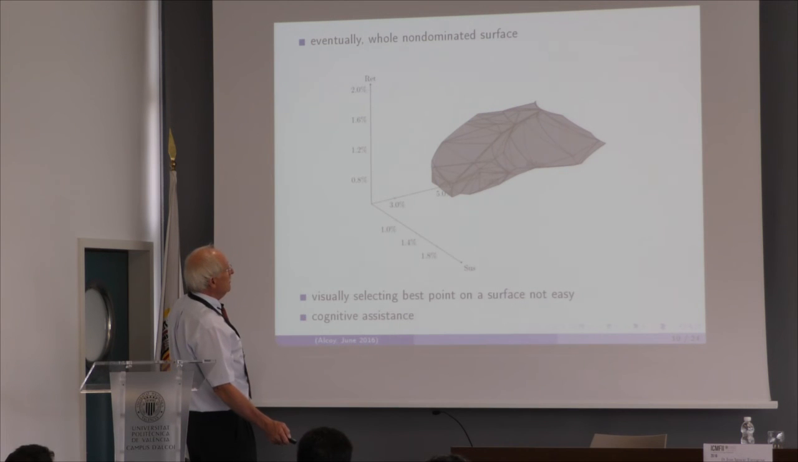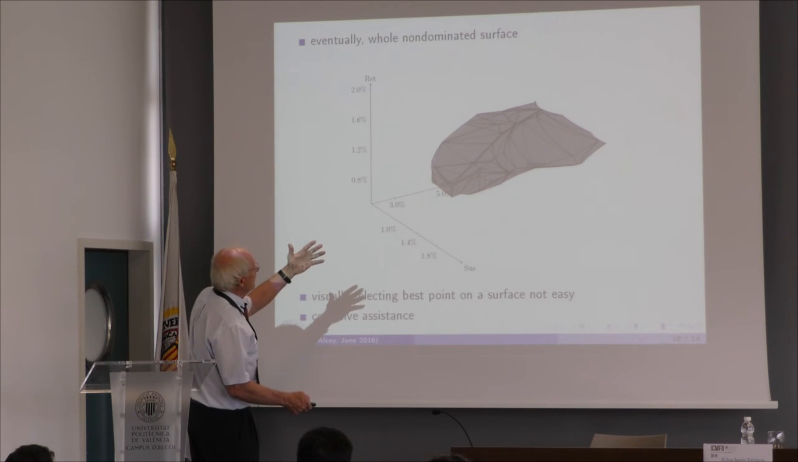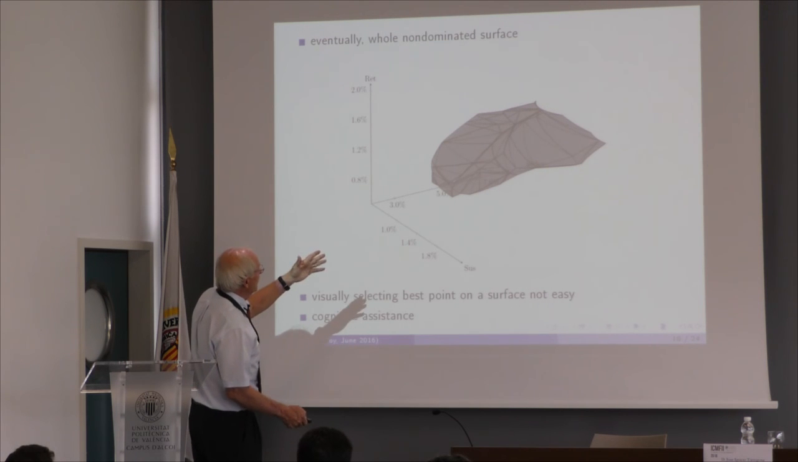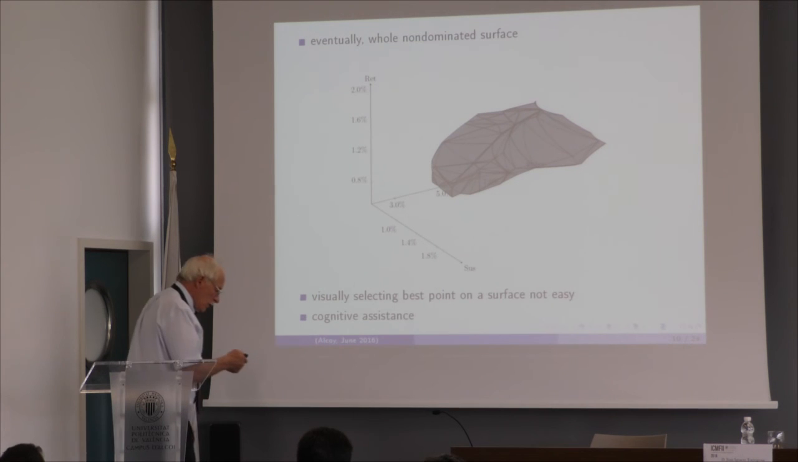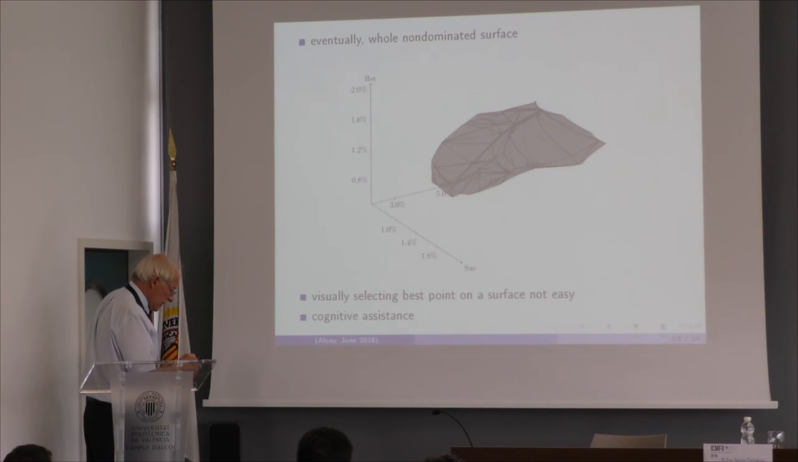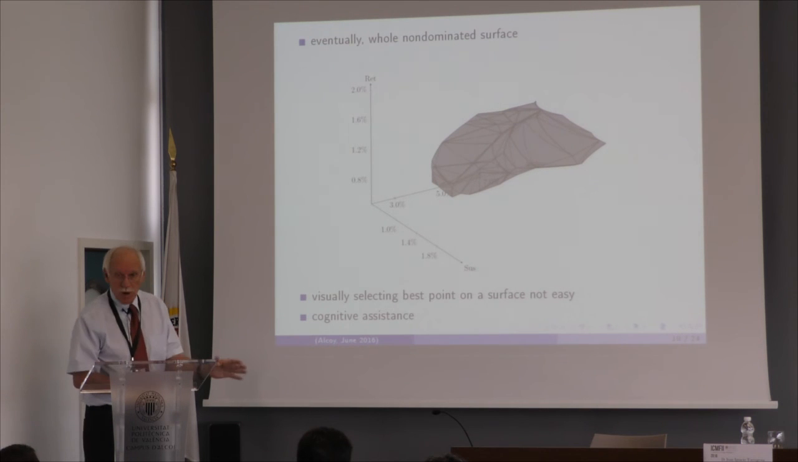Well, that's easier said than done. It's not easy to look at it and figure out which point it is. Different angles, it looks different. So what's happening here is that visually selecting a best point on a surface is not easy. Visually selecting a best point on a curve, no problem.